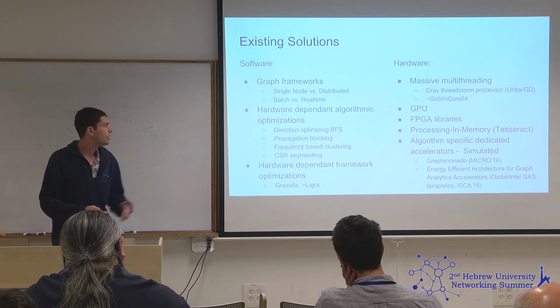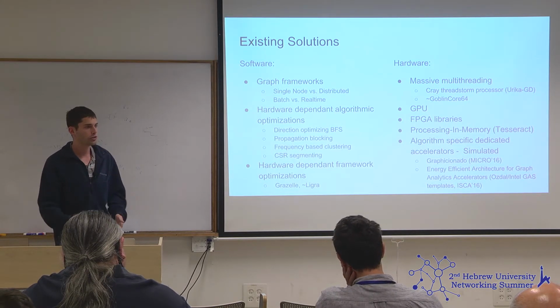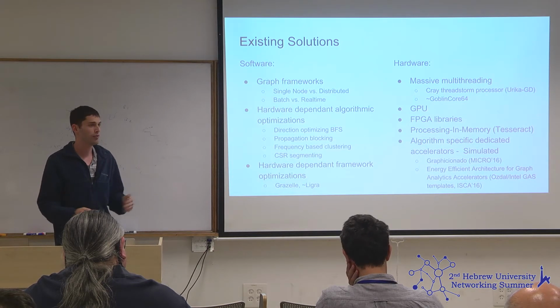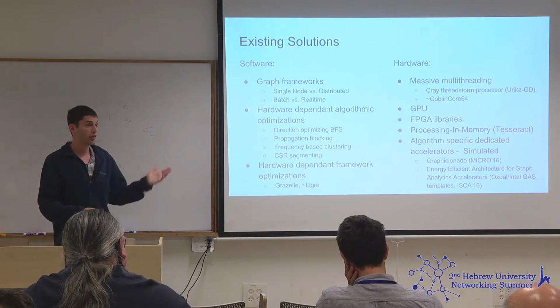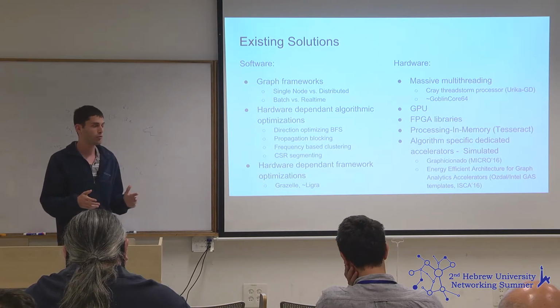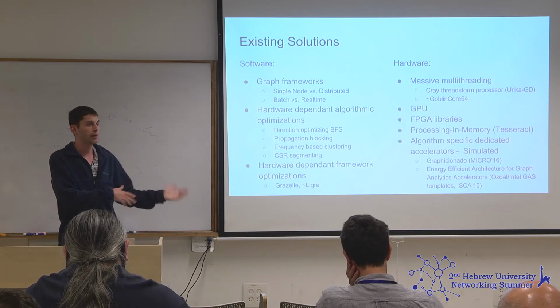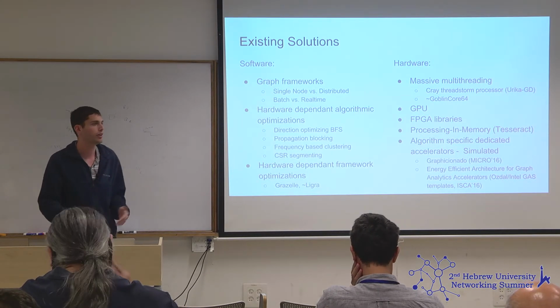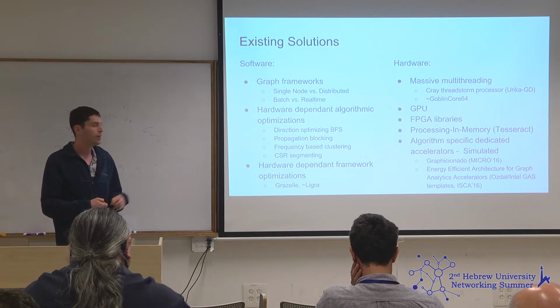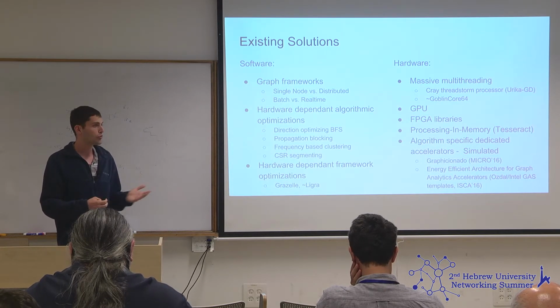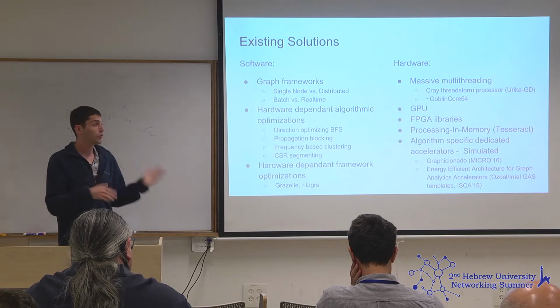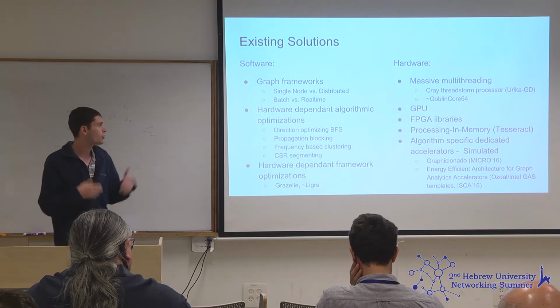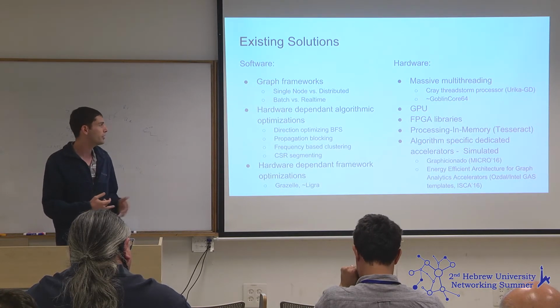In the hardware world, we have massive multi-threading, which Cray does great, but they're very expensive. We have GPUs that are very popular, but recently had a lot of problems with moving memory from main memory to GPU memory and load balancing because they have a lot of control divergence. FPGA libraries are also very popular, but their performance is sometimes comparable to CPU, so they aren't always being used.